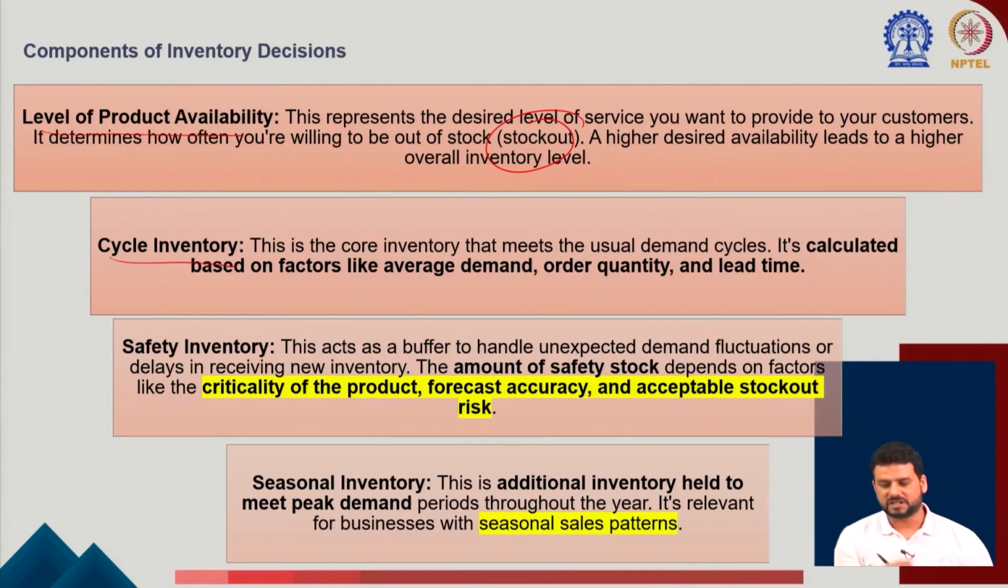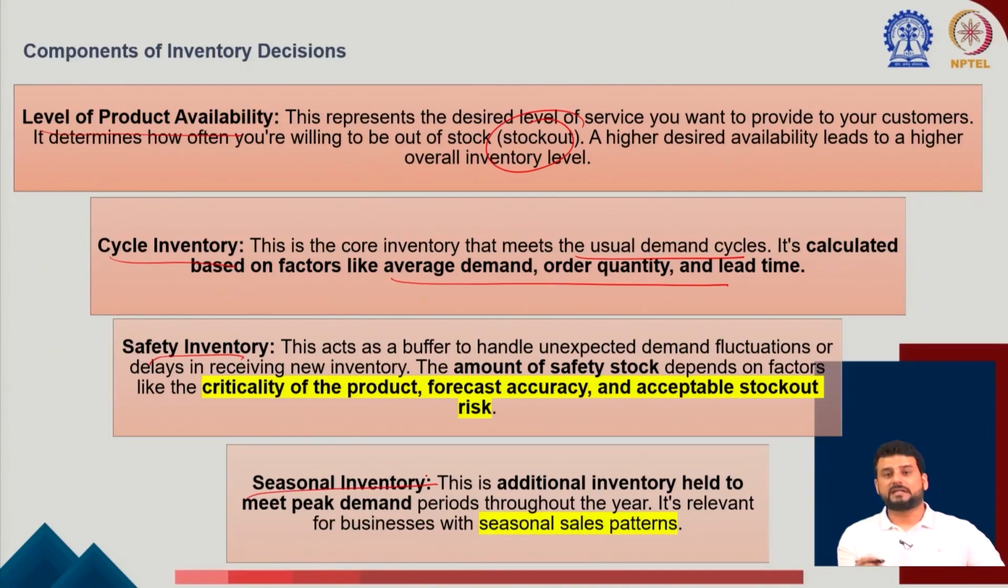Cycle inventory: how much inventory you are keeping to meet the usual demand cycle. Between two orders, how much inventory you are keeping depends upon the average demand of that region, the order quantity, and the lead time customers are expecting. Safety inventory: the minimum level you always maintain with you, so that if any unpredictable demand happens, you can meet it, right. So, that is safety inventory.